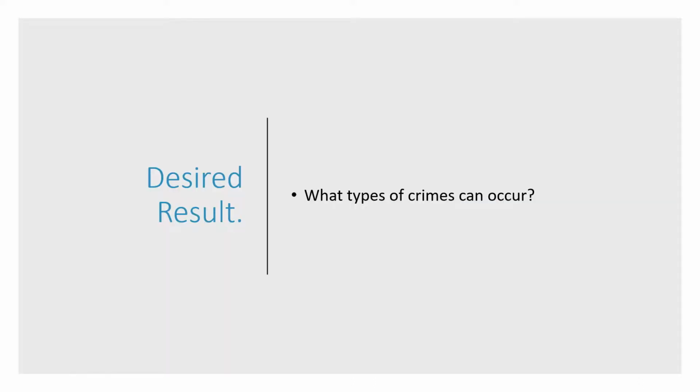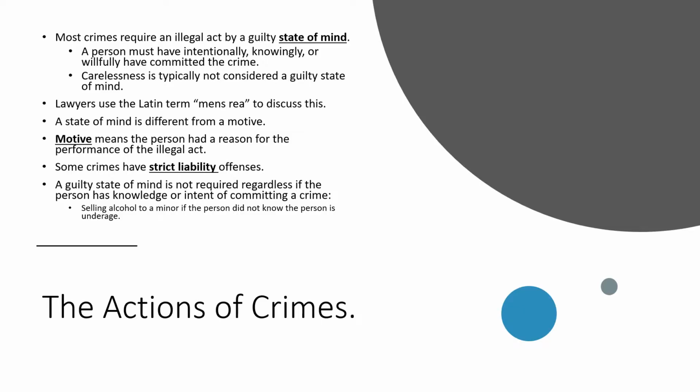And our desired result. What types of crimes can occur? So, the actions of crimes. Most crimes require an illegal act by a guilty state of mind. What this means is a person must have intentionally, knowingly, or willfully committed the crime. It means they did something that caused an illegal action to happen. Carelessness is typically not considered a guilty state of mind.